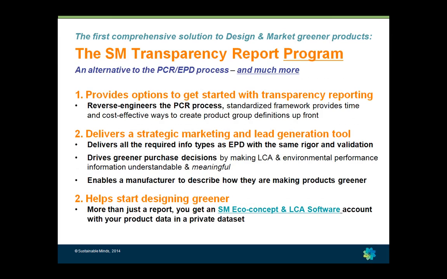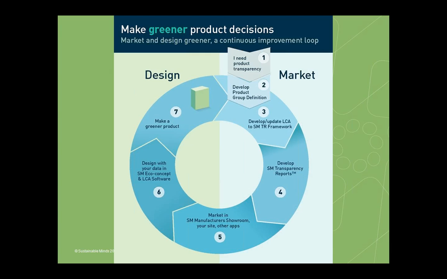And finally, to then deliver that life cycle assessment information back to product manufacturers in SustainableLine software so that they can start working on improving the design of their products. And ultimately, what we've created is a continuous improvement loop. And this is how we think about the transparency report program. It's all about making greener product decisions.